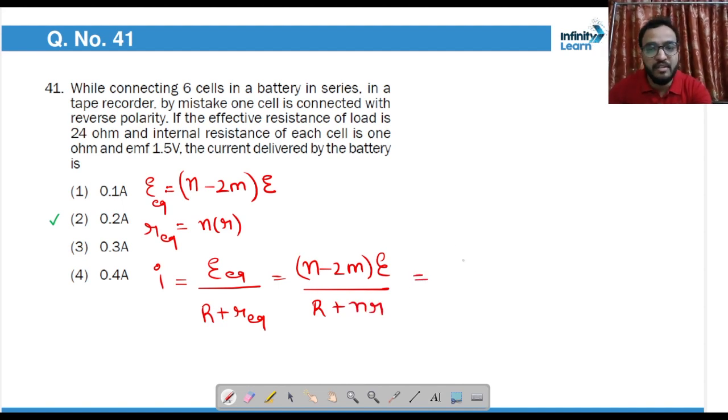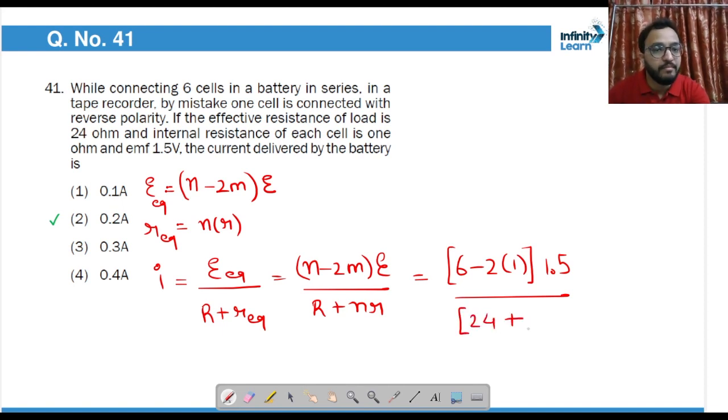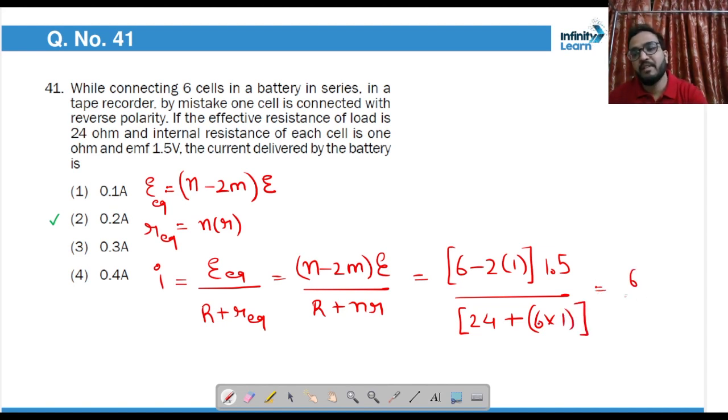Now just put the values. N is what? 6 minus 2 into 1 into EMF is 1.5 upon R is what? 24 plus small n is what? Small n is 6 into what is the resistance? 1. So it will be 6 by 30, that is 1 by 5 ampere, that is 0.2 ampere.